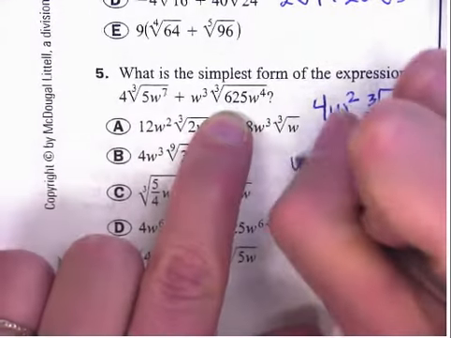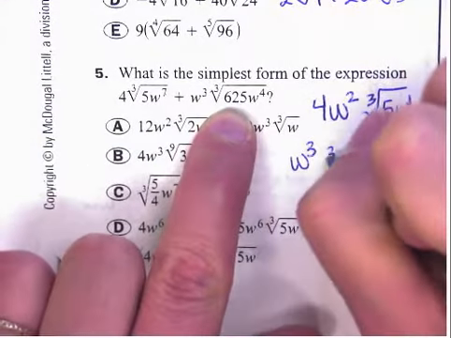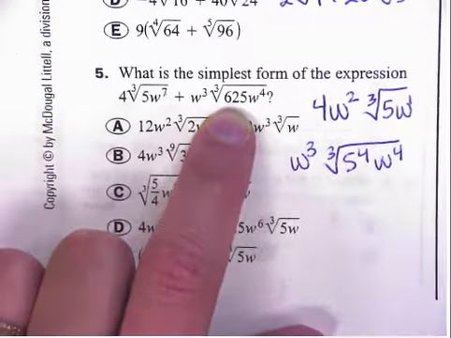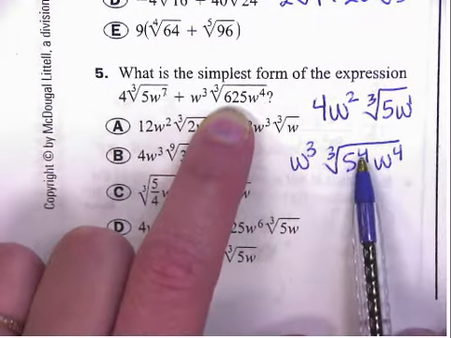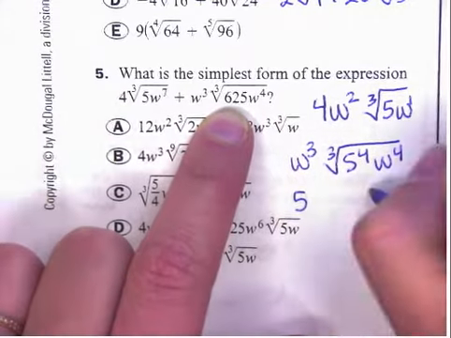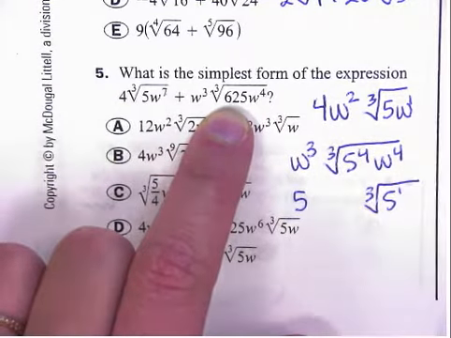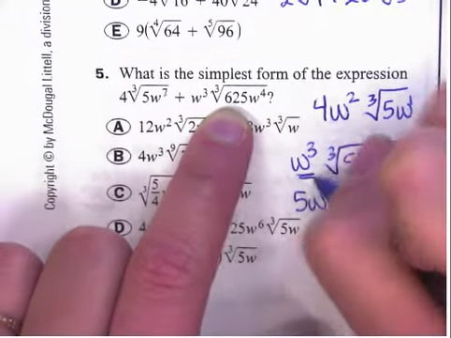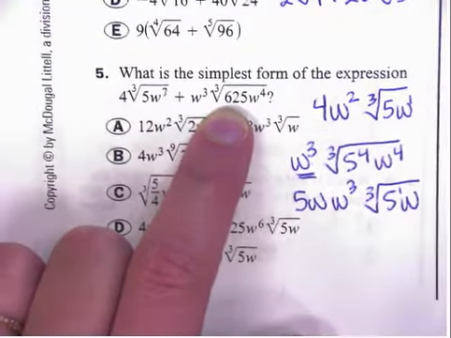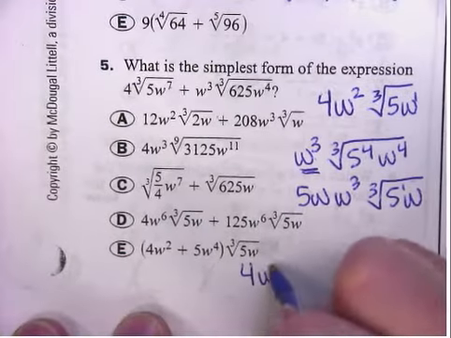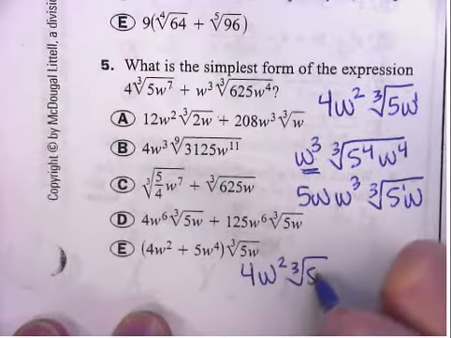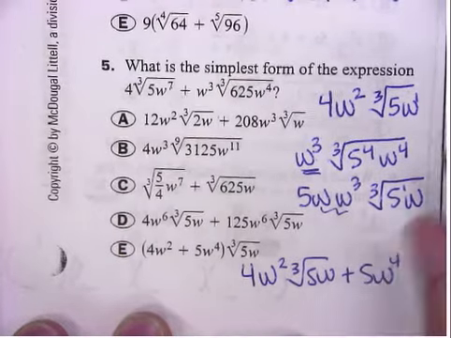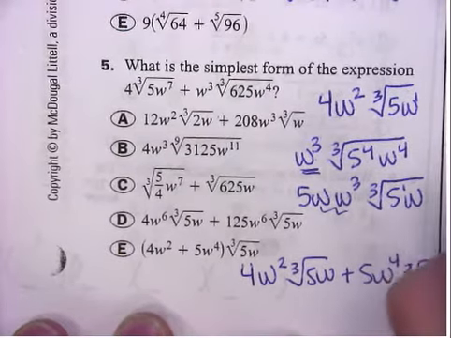This next part, the w cubed stays. I'm going to rewrite 625 as 5 to the 4th and w to the 4th. The cube goes into the 4th once with 1 left over. So I'm going to pull a 5 out, and I leave a 5 to the 1st inside. 3 goes into 4 once with 1 left over, and I still have this w cubed. So now I've got 4w squared cube root of 5w, and w times w cubed is w to the 4th times the cube root of 5w.